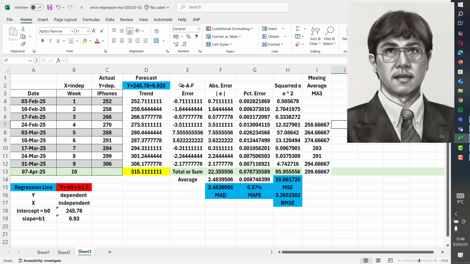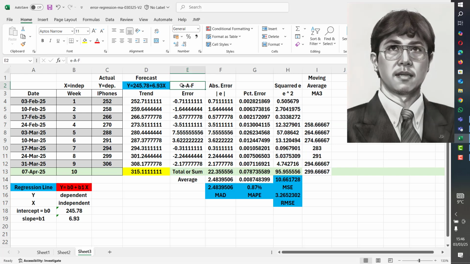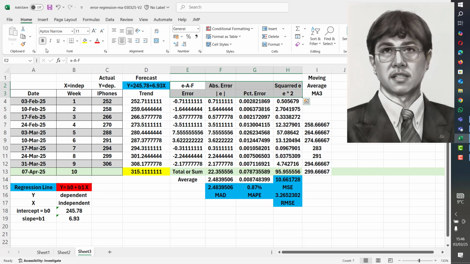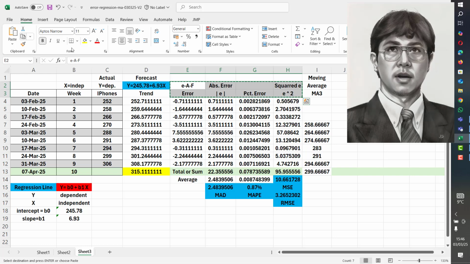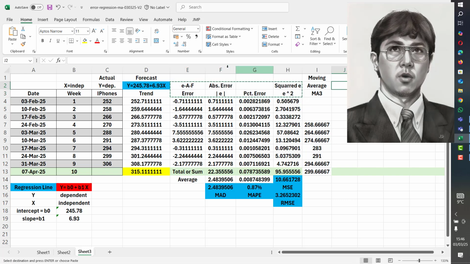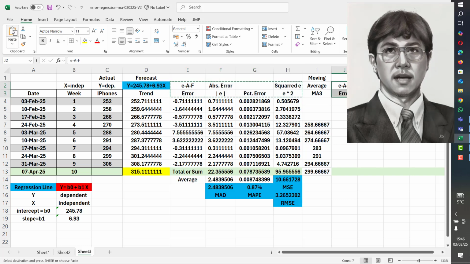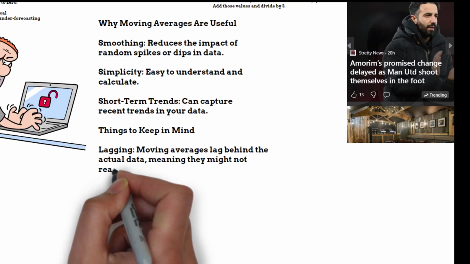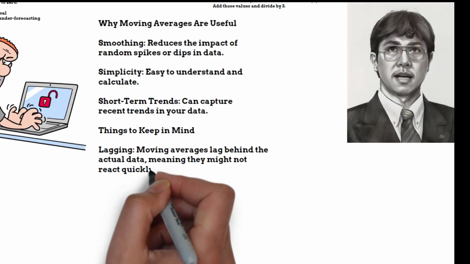Moving the window: as you move to the next forecast, you drop the oldest week's data and add the newest week's data. This is why it's called a moving average. Forecasting week 10: to forecast week 10, take the data from weeks 7, 8, and 9. Add those values and divide by 3.